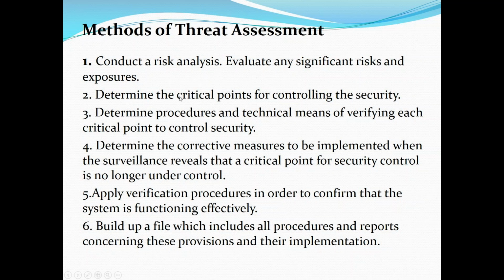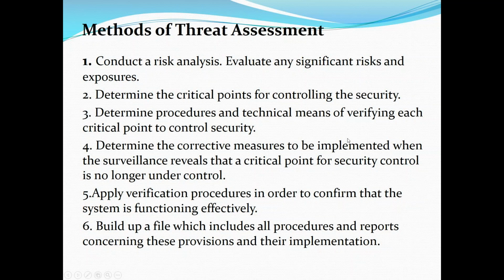The next step is to determine the critical points for controlling the security, and determine procedures and technical means of verifying each critical point to control security. In the previous step, you are determining the critical points related to the threats. And then the third one is procedures for verifying those critical points. Like in the case of HACCP, you'll have a corrective action procedure for any deviations. That is the fourth step.